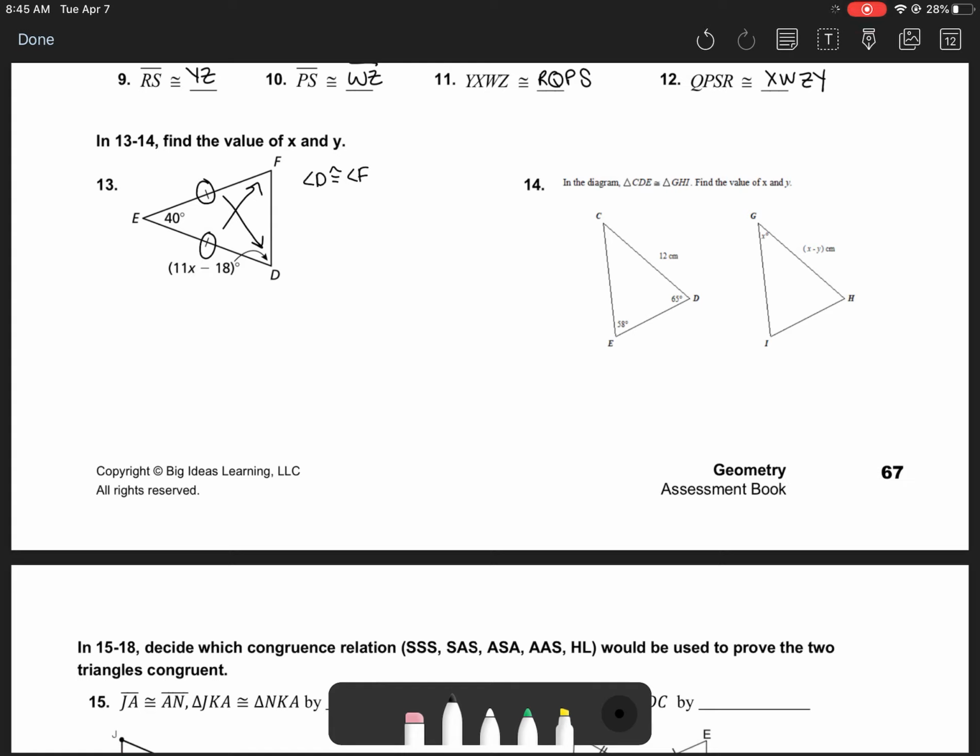So one of the things that I know is that this triangle has 180 degrees in it, no matter what. I know that this angle E is 40 degrees. I want to know what the other two angles should add up to. So I'm going to subtract 40 from the 180. I get 140.